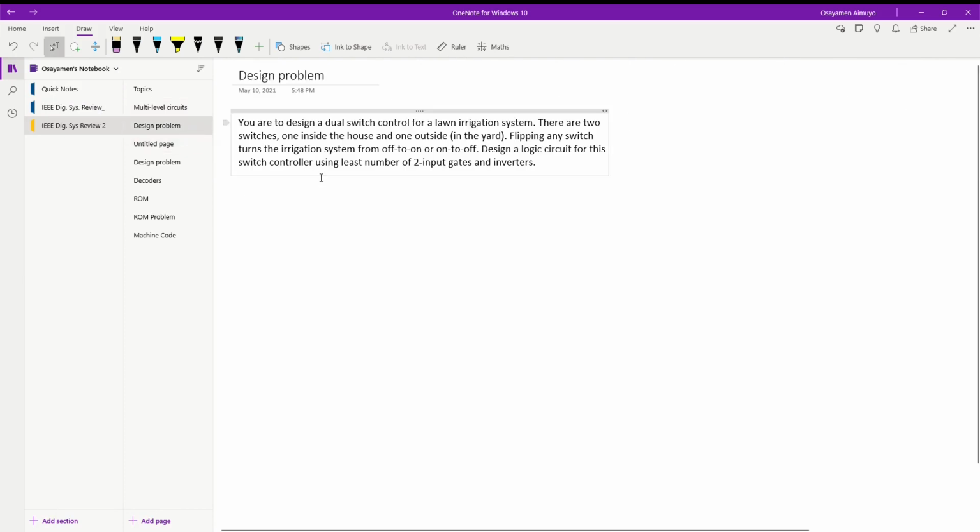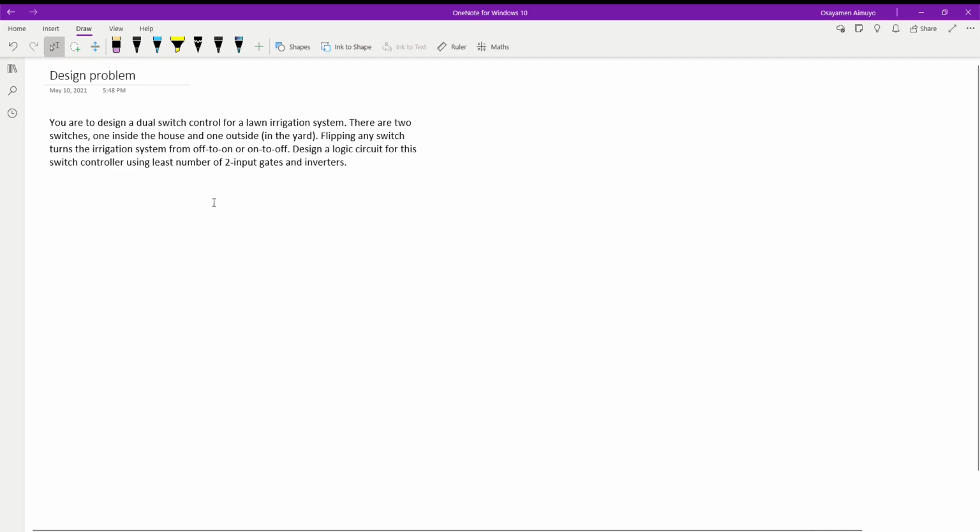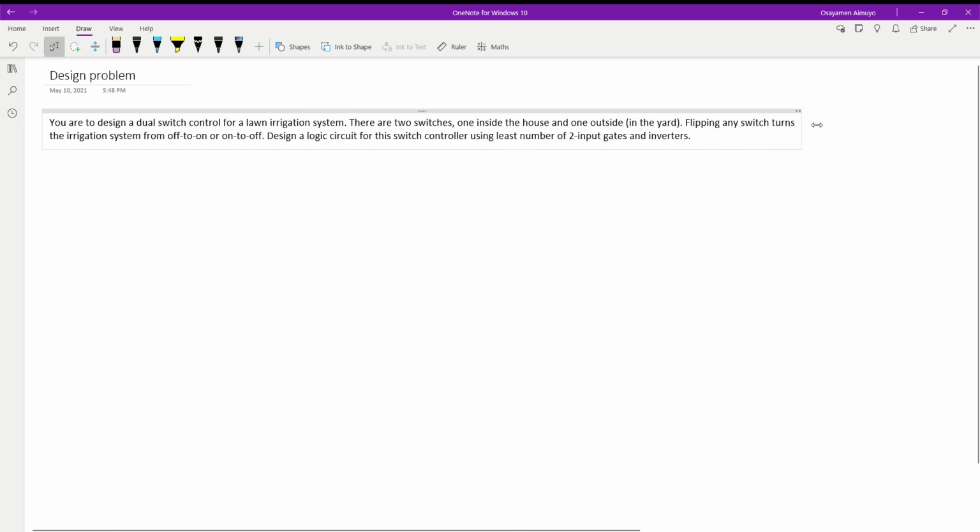So first of all, let's go back to our problem. The problem is here: we are to design a dual switch control for a lawn irrigation system. There are two switches, and those two switches signify your inputs. One is inside the house, one outside. Flipping any switch turns the irrigation system from off to on or on to off. Design a logic circuit for this switch controller using the least number of two-input gates and inverters.